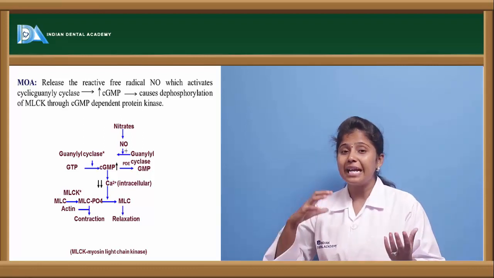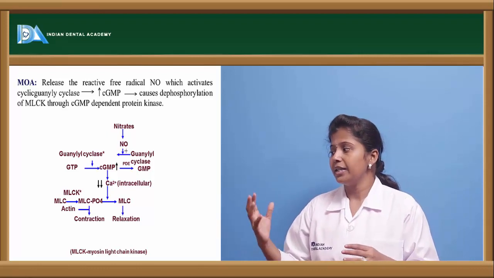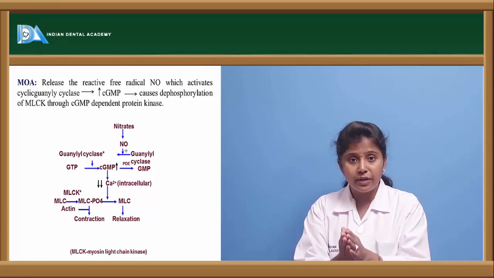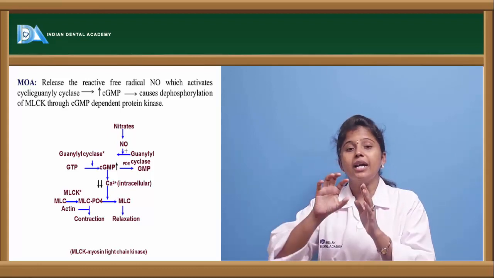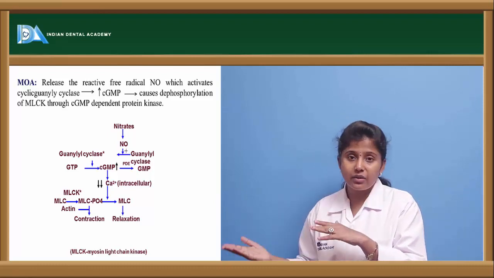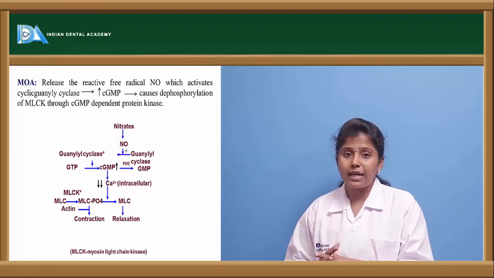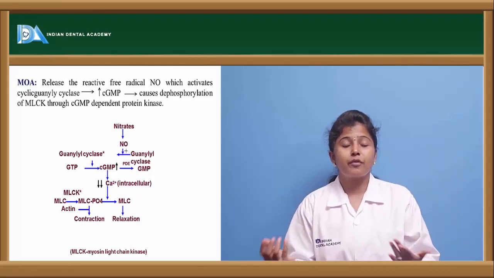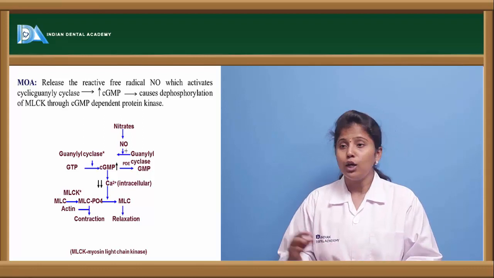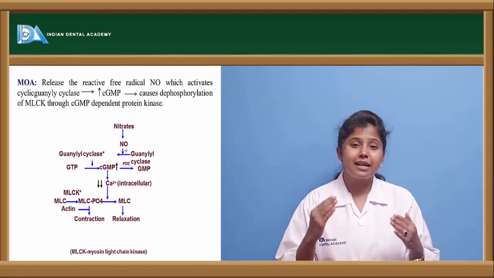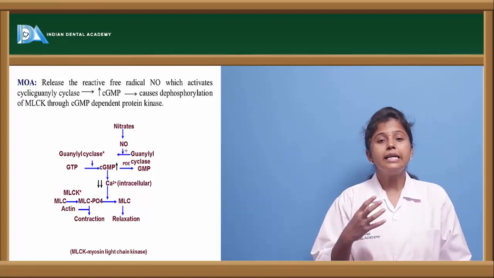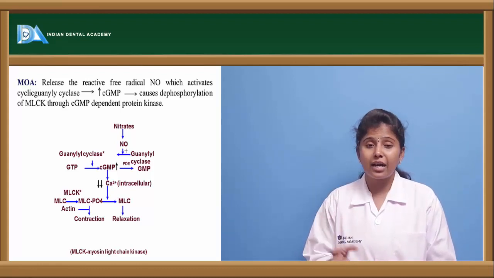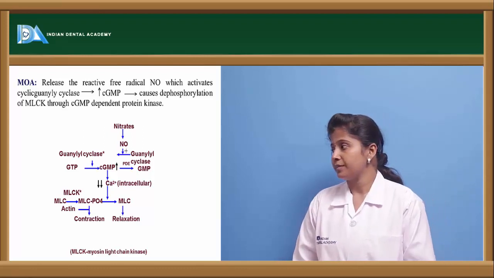The calcium aids in this conversion, and if the myosin light chain is converted to phosphate form, then it leads to contraction. And if the phosphate is removed and it is converted back to myosin light chain, it leads to relaxation. So in the phosphate form contraction occurs, and in the non-phosphate form relaxation of the muscle occurs. So these nitrates aid in the relaxation of the smooth muscle, preventing severe contraction, and thereby angina can be reduced, or the narrowing of the blood vessel can be reduced.